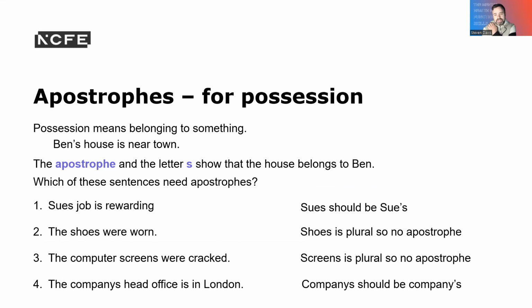So, apostrophes for possession. Possession means belonging to something. We've already covered this. Ben's house is near town. So the apostrophe and the letter S show that the house belongs to Ben. Which of these sentences need apostrophes?